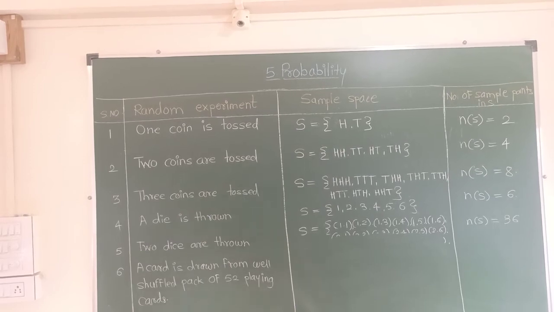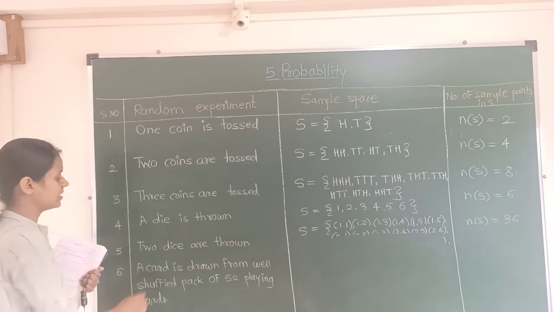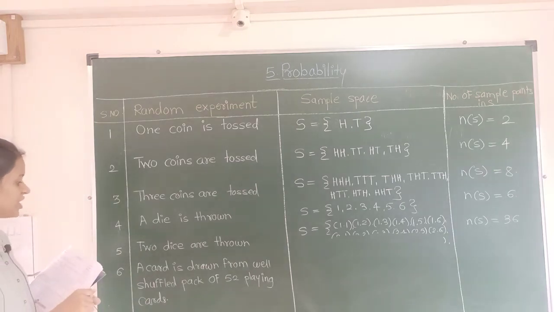See, the next experiment, that is the 6th random experiment: a card is drawn from a well shuffled pack of 52 playing cards.